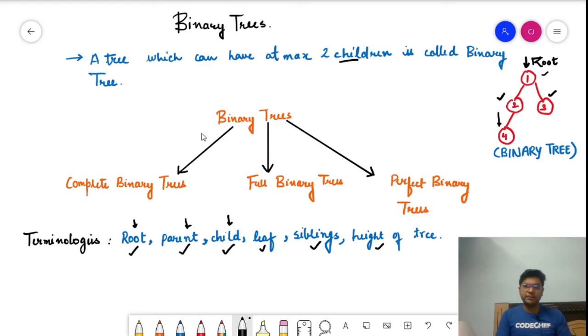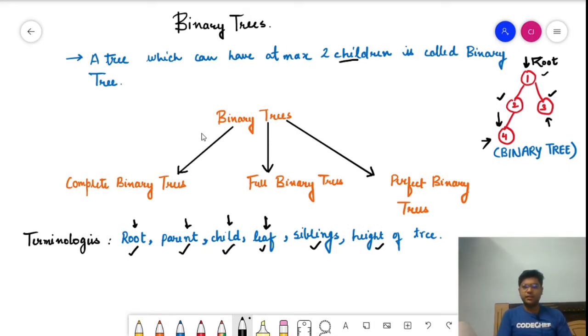Leaves are the extreme endpoints of the tree. If we see here, this is a full tree. 4 is the last endpoint of this particular left subtree. If we see from the root, we'll get to know what the left subtree is, but this is an extreme endpoint, that is, a leaf. On the right-hand side of this tree, 3 is an extreme endpoint. That is called a leaf node, after which there are no child nodes for that particular branch.